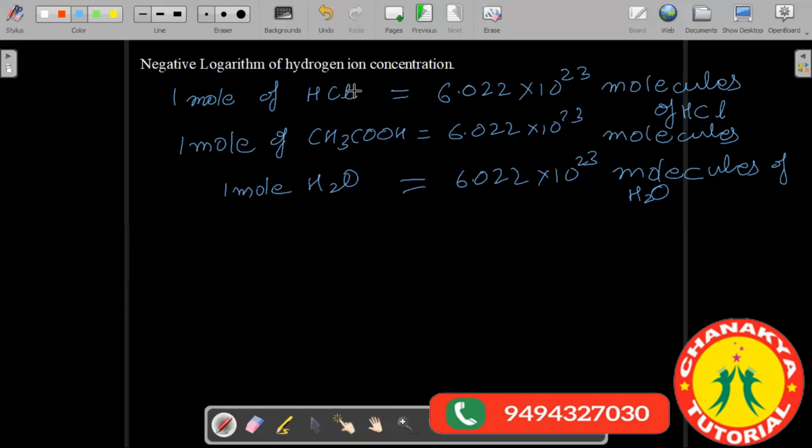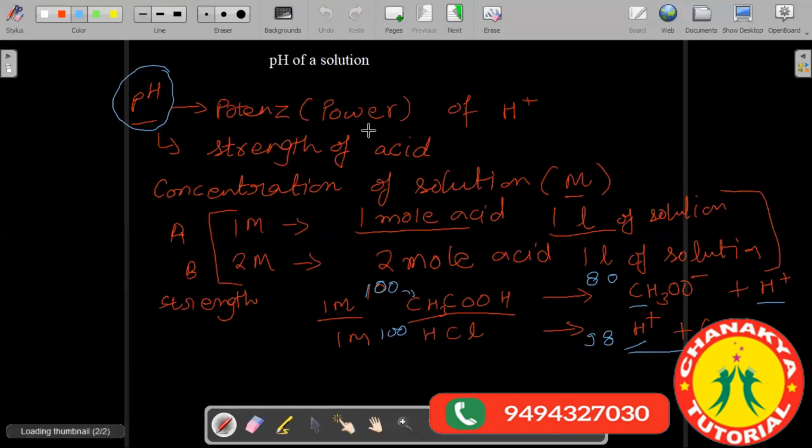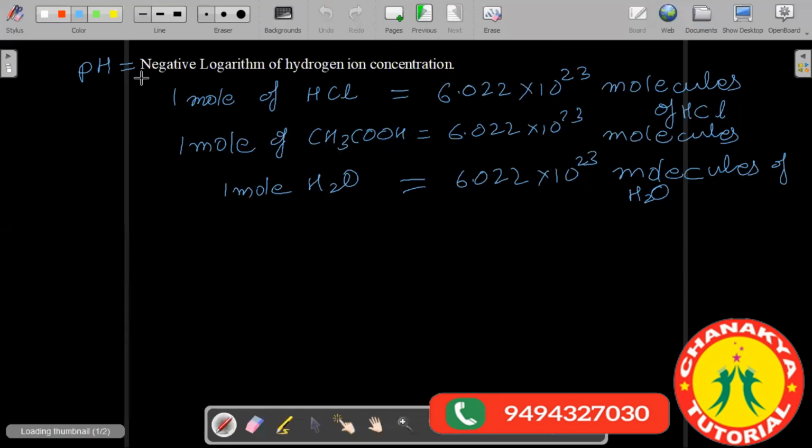Okay. So when we find out the pH of the solution, if someone asks you what is pH, you will reply from here: pH is the potence of hydrogen ions. It measures the strength of an acid. In a better way, you can say pH is defined as the negative logarithm of hydrogen ion concentration. This is for higher classes.